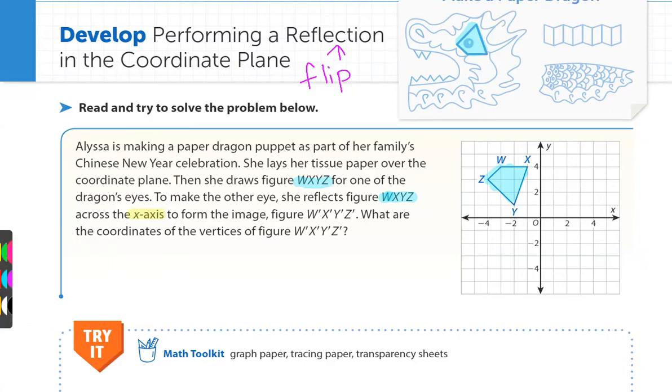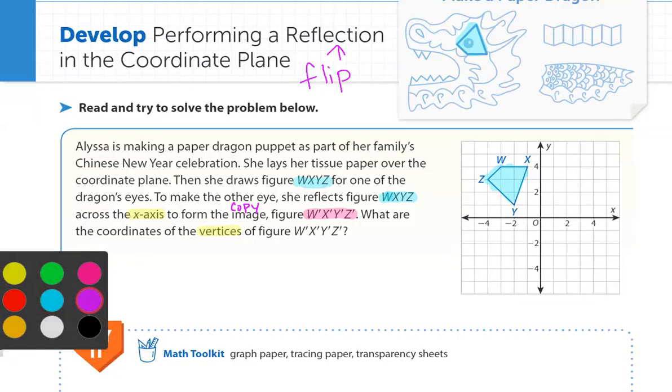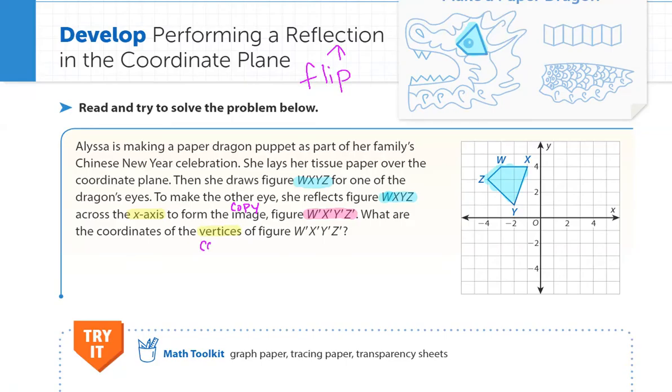Remember, image beats copy. I'm going to add that too, just because I can. Copy what the image is. There you go. To figure W prime, X prime, Y prime, Z prime. That's fun to say. What are the coordinates of the vertices? Vertices, remember vertices? You did that for your vocab page yesterday. It means corner. What are the coordinates for the corners of figure W prime, X prime, Y prime, Z prime?